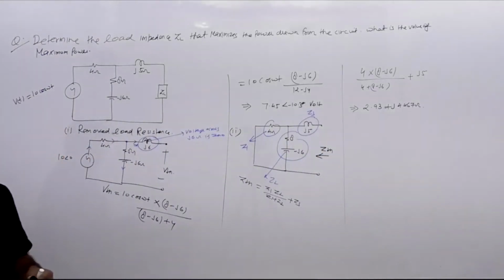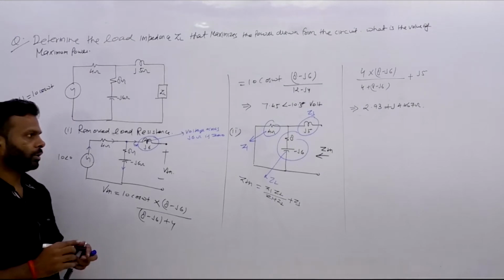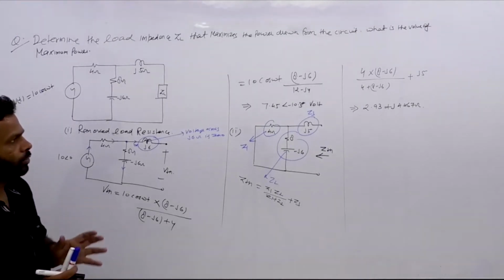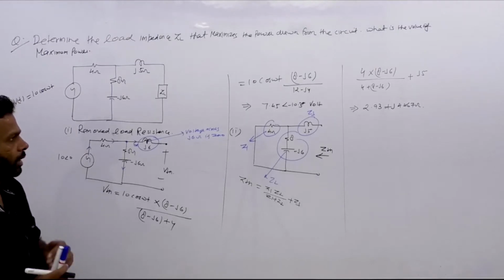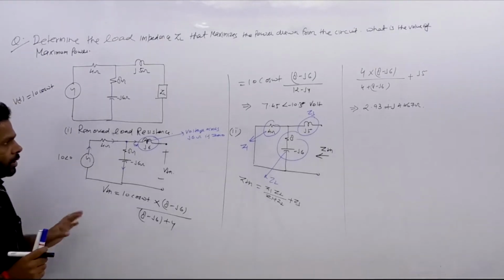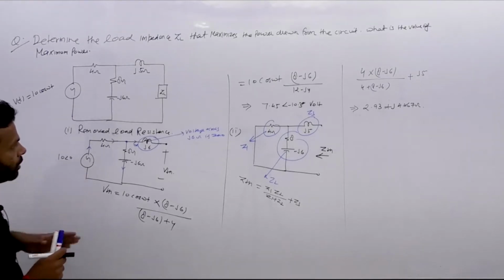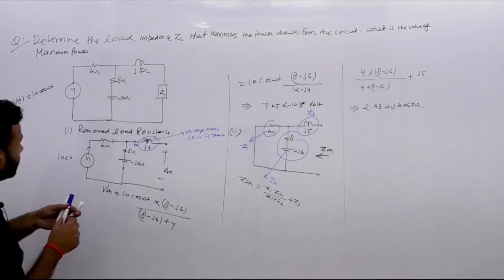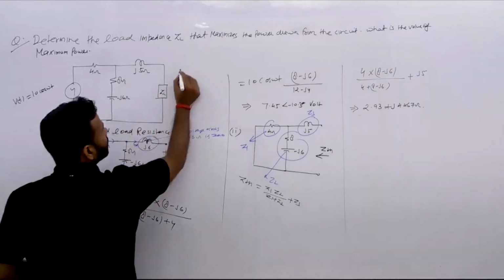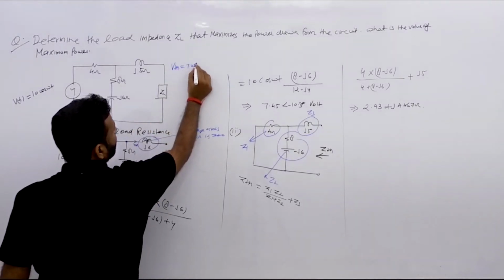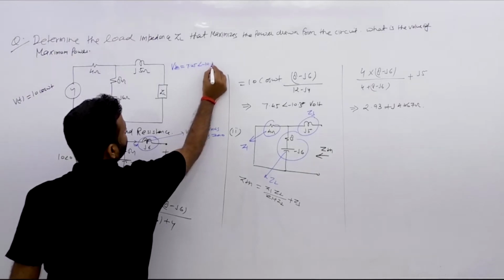So in AC, if you feel some complexity, then you have to clear your concept when I teach you the AC. So let's start the next part of this. So we have calculated VTH, and where is VTH? Let's mark it here. So your VTH is 7.45 angle minus 10.3 volt.